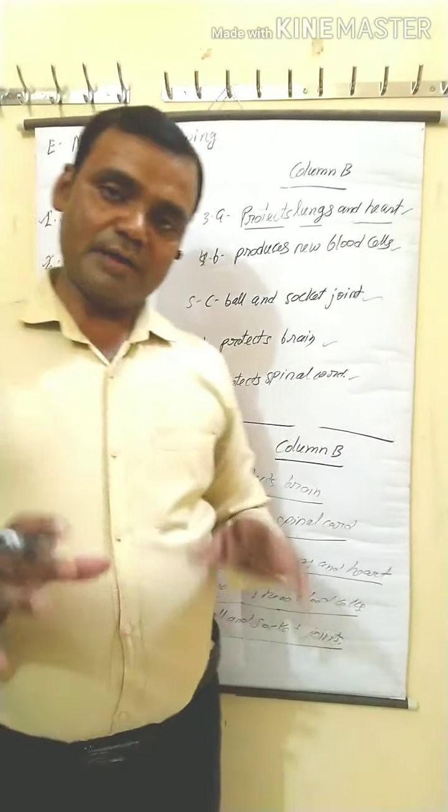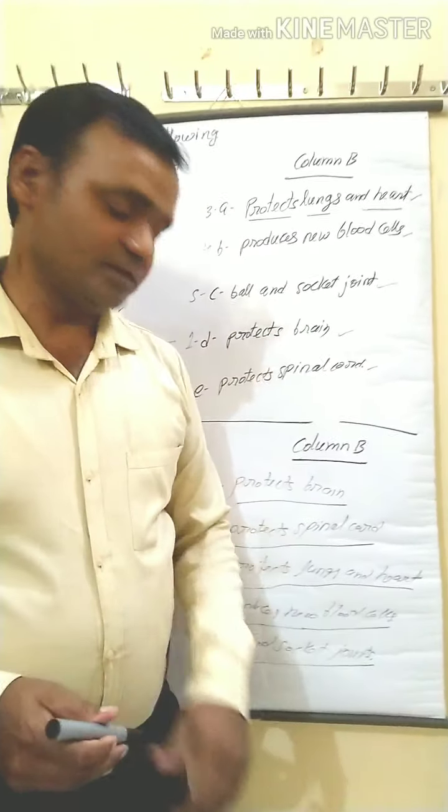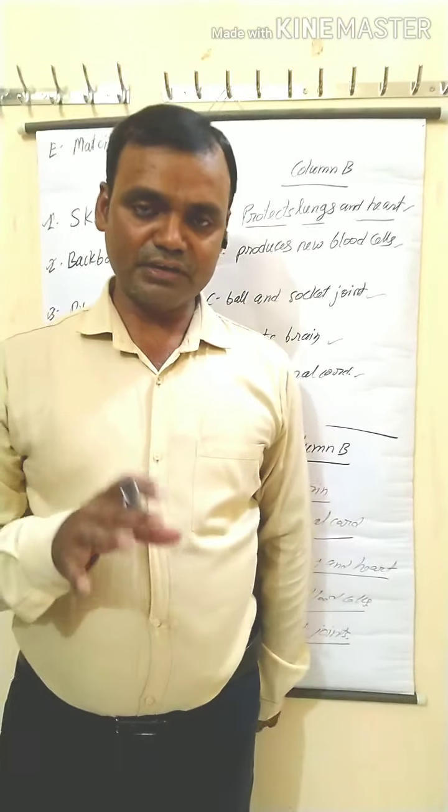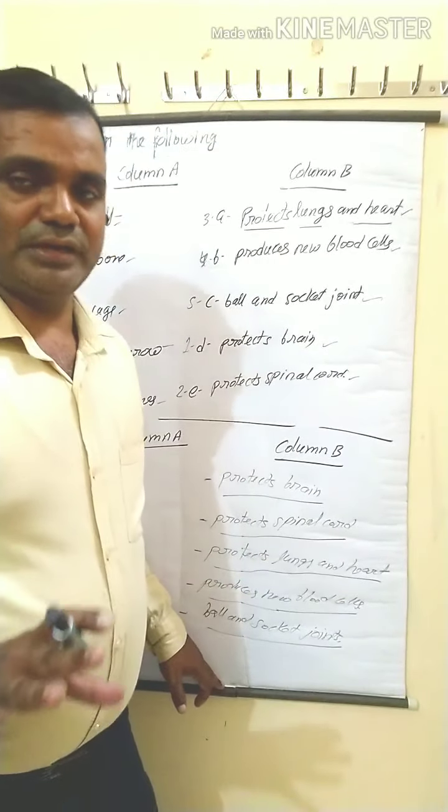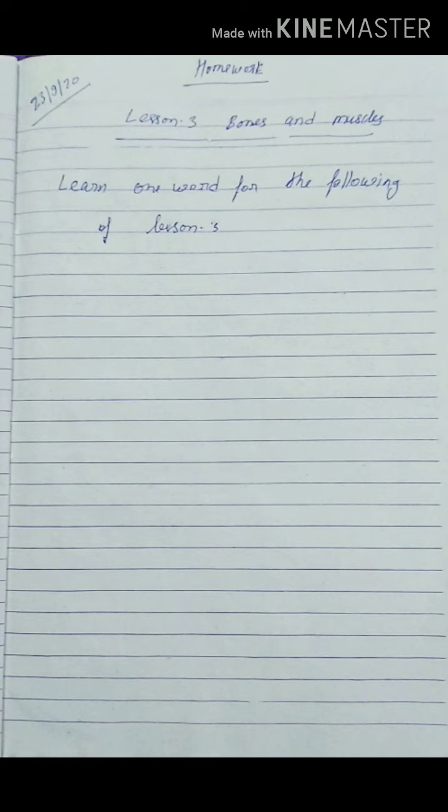If you have completed this homework in copy, it is not necessary to write again. If you have not completed it, then write in proper way. Now all students, write homework of lesson 3, bones and muscles, date 23rd September. Learn one word for the following of lesson 3. Okay, you have learned other exercises also, in proper way, and I request you, if any class work or any exercise is left, you have to complete it in proper way.